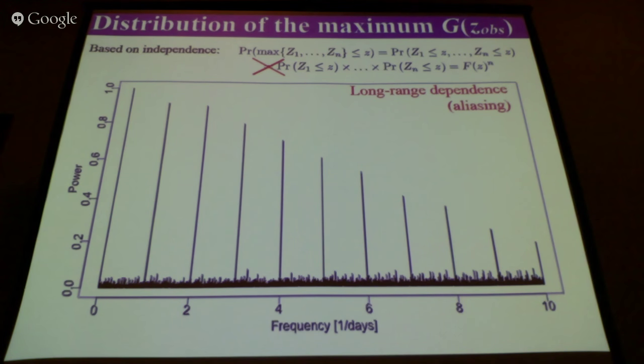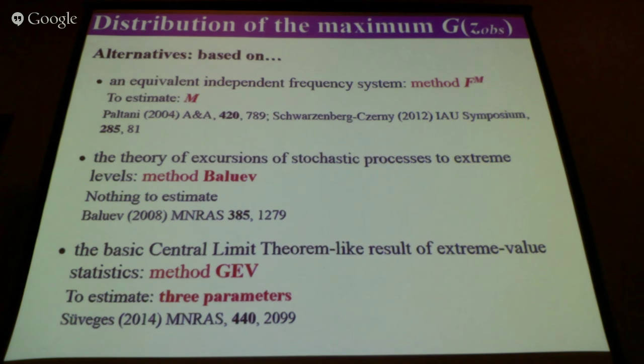They will be similar. So you will have several peaks in your resulting periodogram. Basically, what you get is the convolution of the spectral window with the true signal, which is concentrated at one frequency. So this is another sort of problem. There are short range and long range dependencies in the periodogram. What can we do instead?